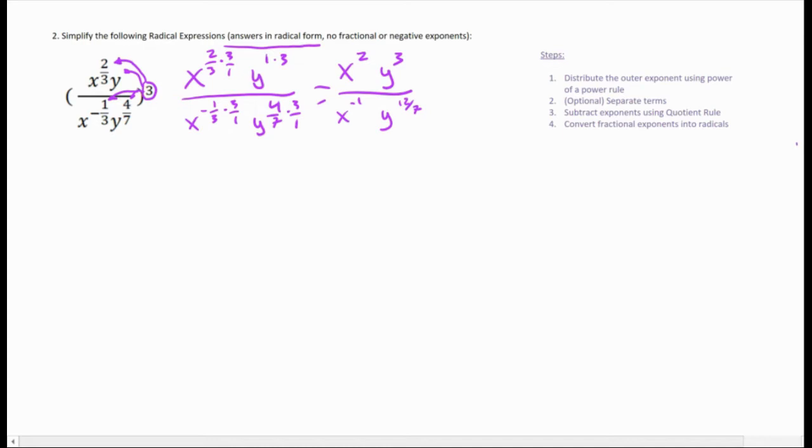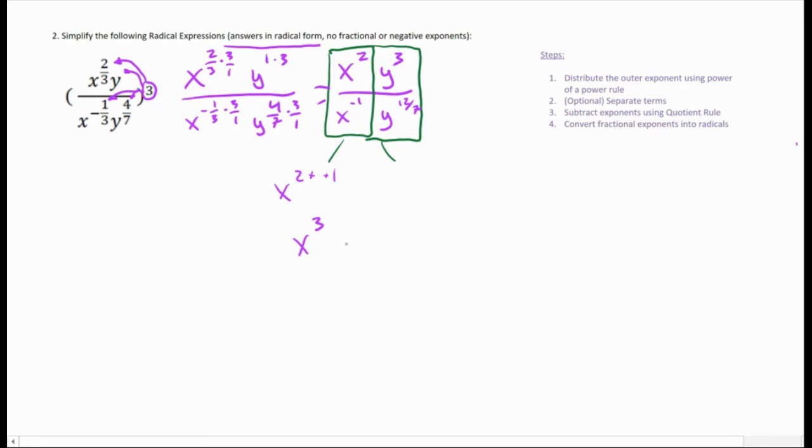Now this is optional, but this is the way that makes the most sense to me: I'm going to look at these as two separate pieces, because I have my base of x and my base of y. The first thing I'm going to do is use my quotient rule to subtract exponents. So what's really happening here is x to the power of 2 minus a negative 1, which is just like adding a positive, which gives me x to the power of 3.